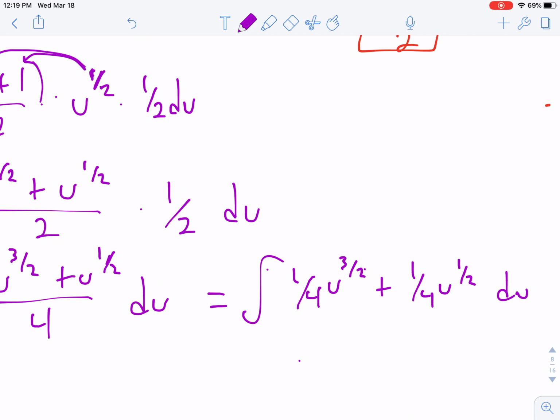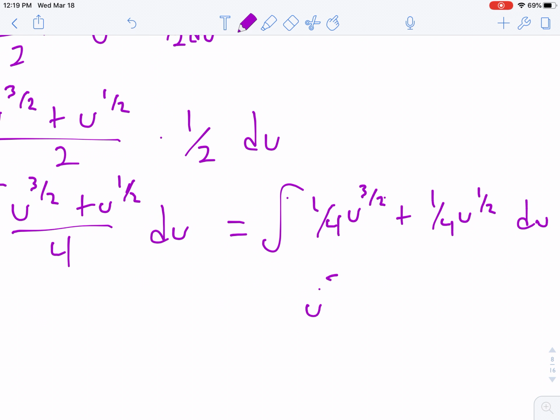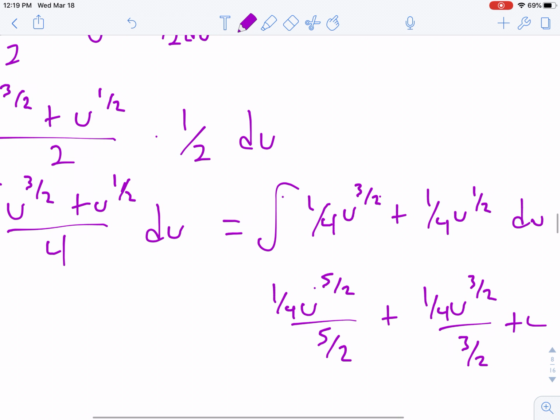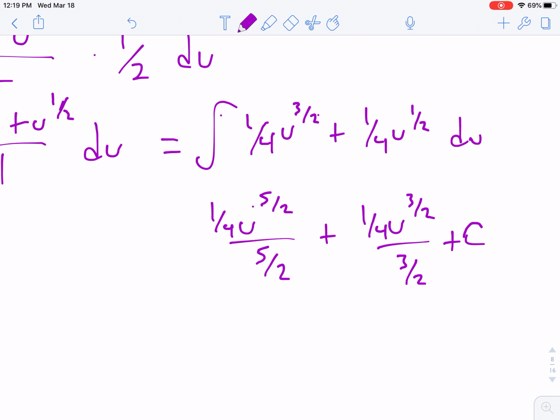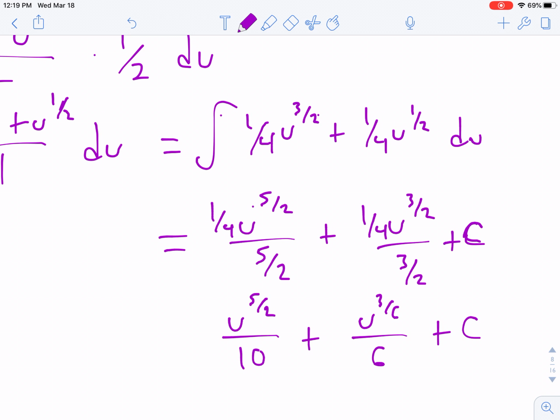Now that's just a basic integral we know how to do. u to the 3/2 becomes u to the 5/2 over 5/2 times 1/4 in the front plus u to the 3/2 over 3/2 times 1/4 in the front plus c. Running out of space here. This is a giant problem. Simplify all those fractions. Becomes 2/20, which is really 1/10, I believe, quickly in my head. So u to the 5/2 over 10 plus u to the 3/2 over 6 plus c when you simplify all those fractions.